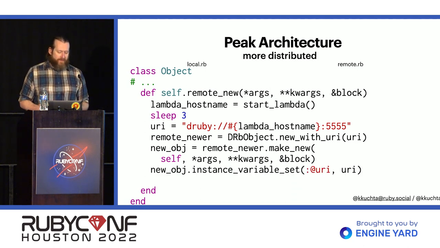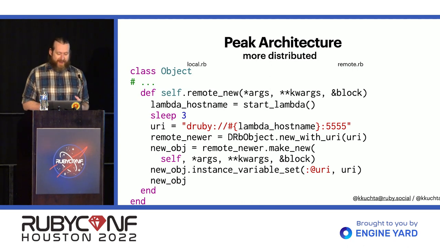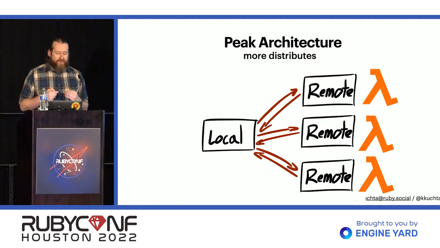Then we have to do a little bit of hackery because sometimes Ruby gets confused about what URI it's supposed to be talking to. Then we return this proxy object we just created. And now we have what we wanted. Every single object remote into a different machine for each object running in AWS Lambda. You can tell this will be blindingly fast because I had to add that 3 second sleep in there just to make it run. So let's see how this whole system works.